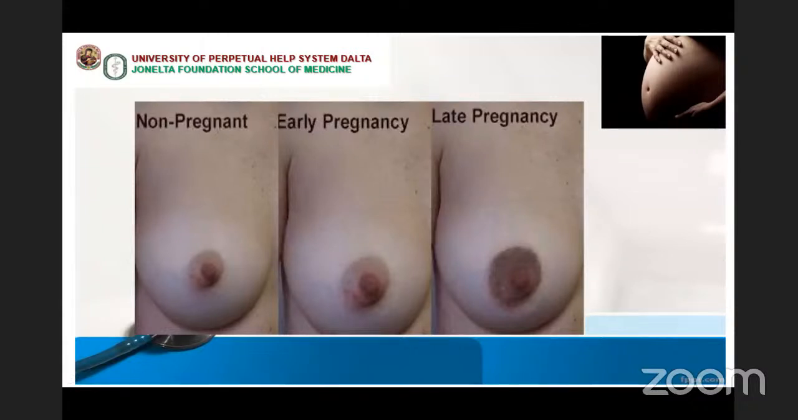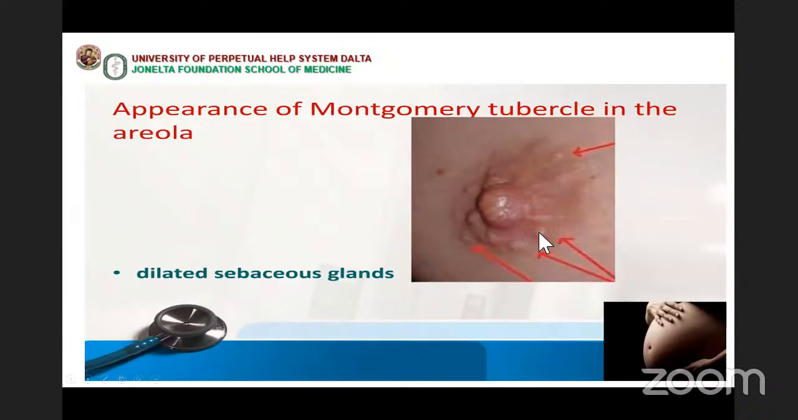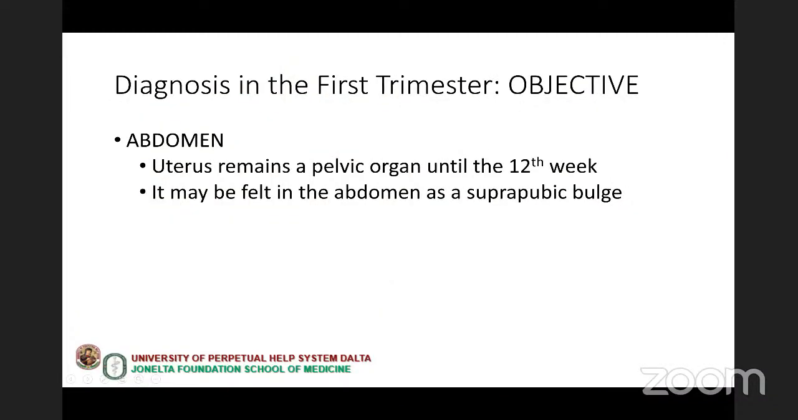Okay, so this is what it would look like. So your non-pregnant patient compared to your early pregnancy compared to your late pregnancy. Observe how there's increased pigmentation, both of the nipple and your primary areola, and the appearance of a secondary areola, which starts early in pregnancy, but is more emphasized later in pregnancy. So there would be two different colors, okay, for your primary and your secondary areola. So these are your tubercles. So these are your dilated sebaceous glands. Okay. That is how it would look like in the pregnant patient. Okay. So those are breast changes.